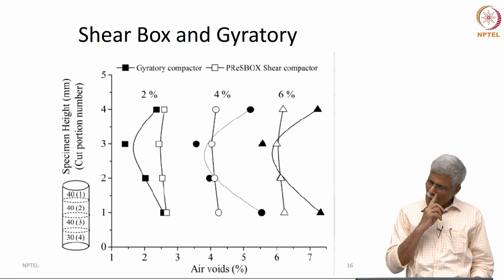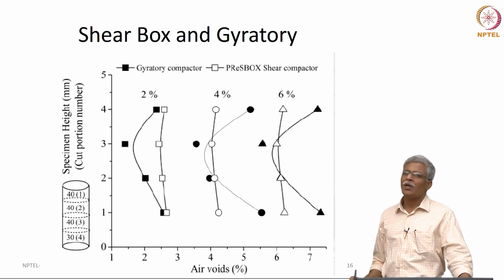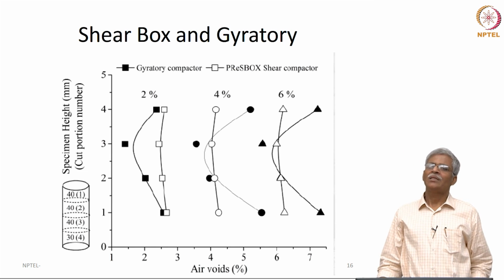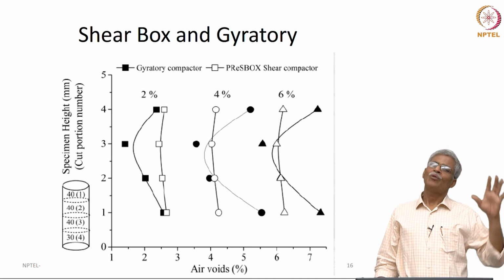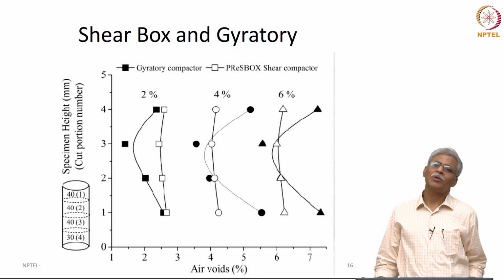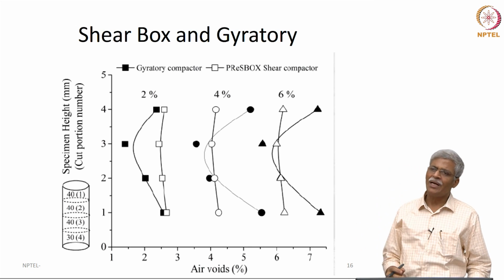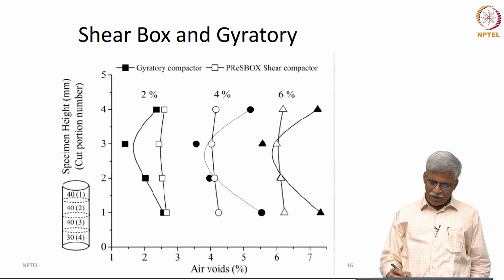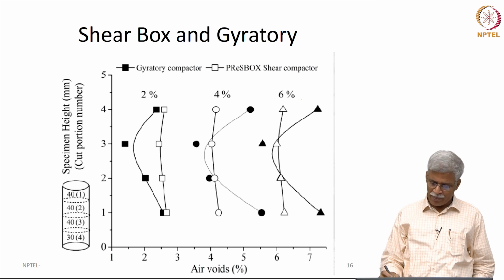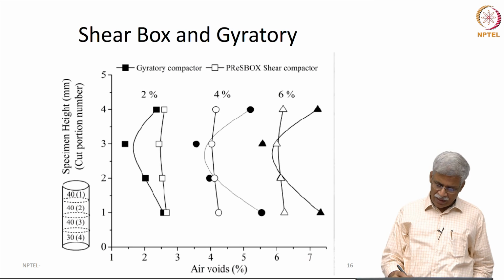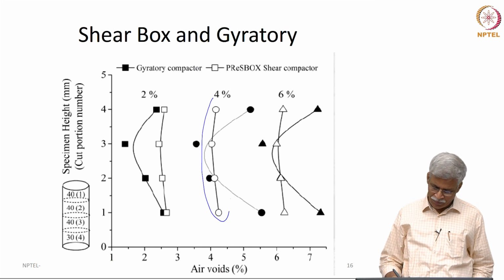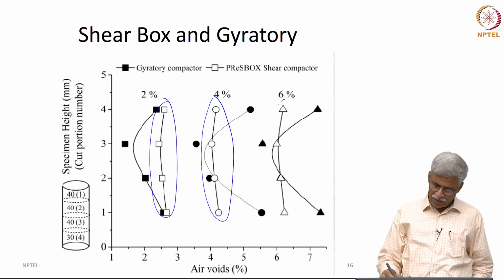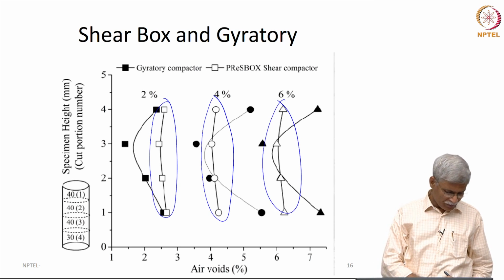And one common complaint about the gyratory compactor is that the air voids variation is substantially different, in the sense that from the top as well as the bottom and the middle portion, when you slice the sample and take a look at it, there seems to be a density gradient. And actually you can see that in the Shear Box compactor that we have seen here, the variations are considerably less, whether we are compacting it for 2% or whether we are compacting it for 6%.